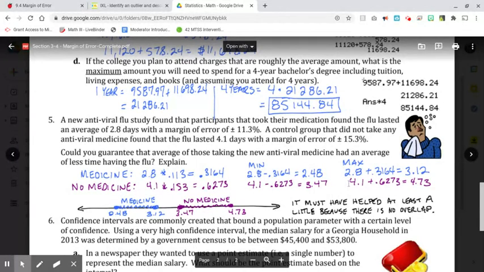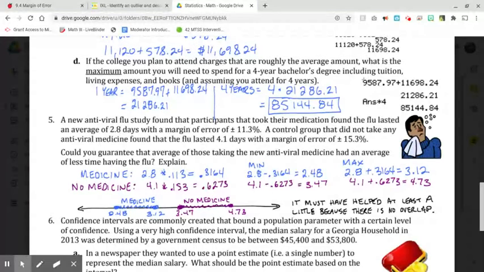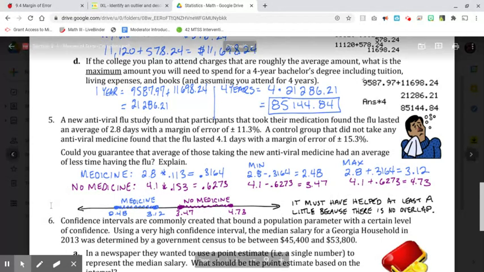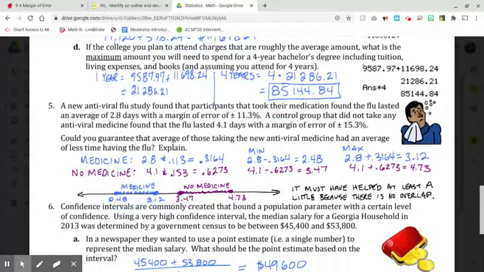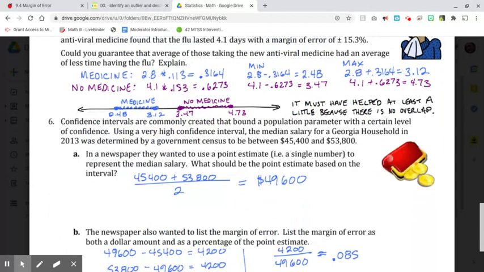So in general, you can see that if you take medicine, it only takes you between 2.48 and 3.12 days to get over the flu. And if you don't take medicine, it takes you between 3.47 and 4.73 days to get over the flu. Okay? So the medicine should have helped because you can see that it's lower than those that did not take medicine. And that's your explanation there.